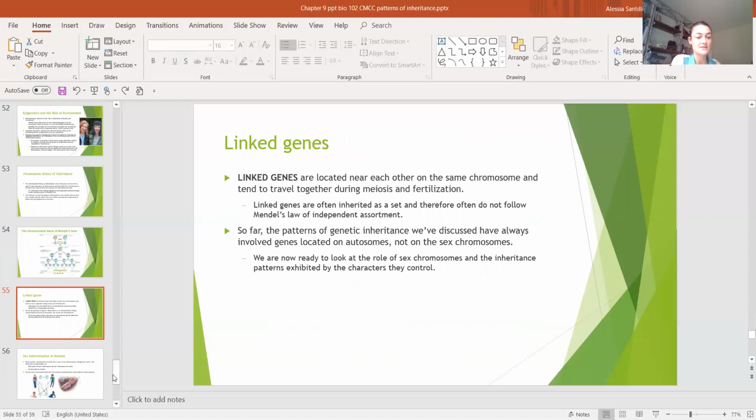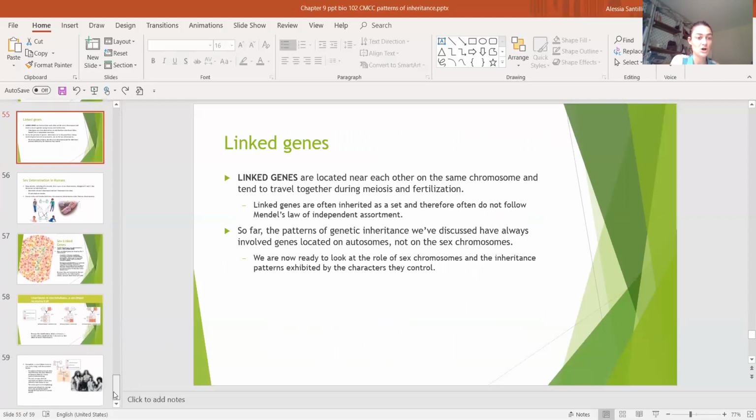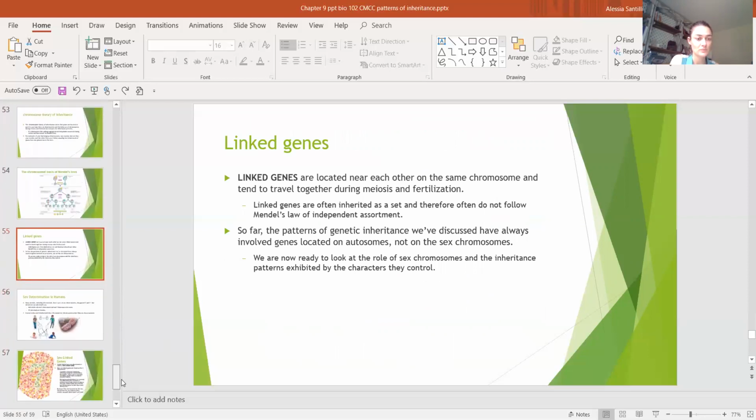Another thing that we have to talk about is linked genes. Linked genes are basically genes that are found next to each other, side by side on one chromosome. I'm actually going to go back to drawing.